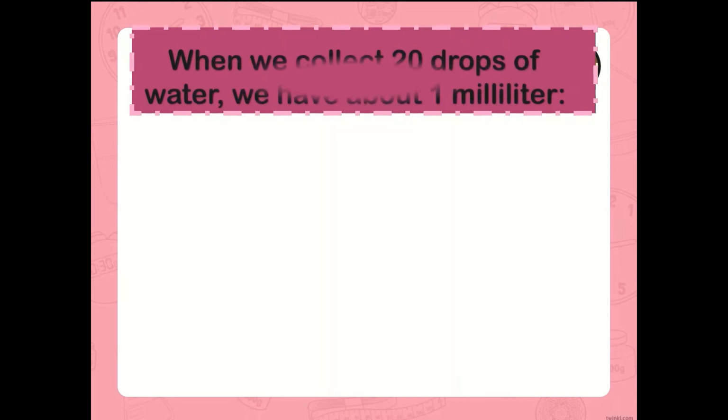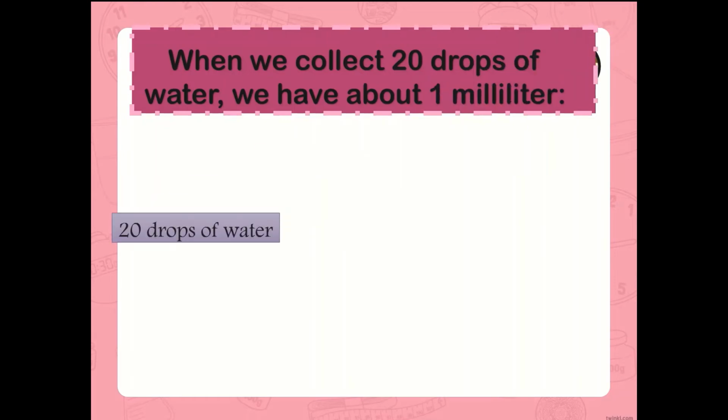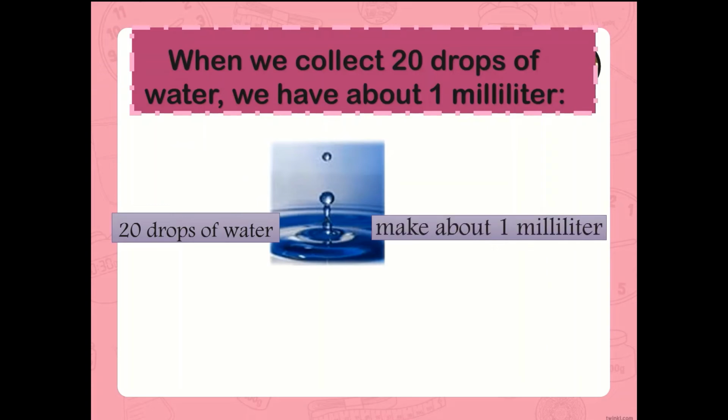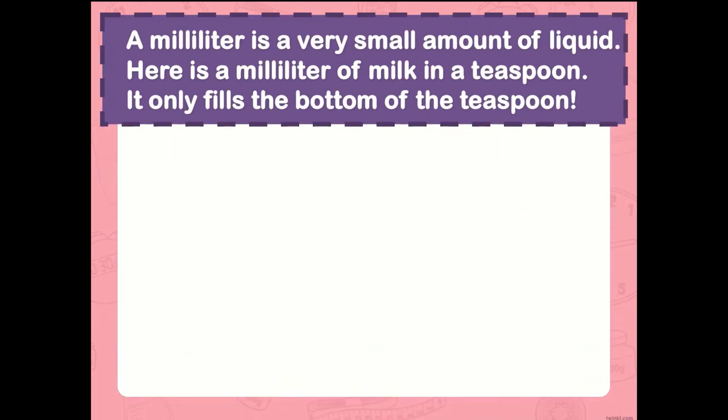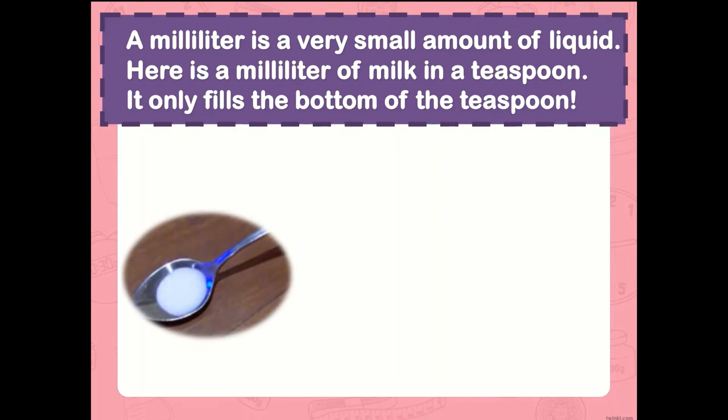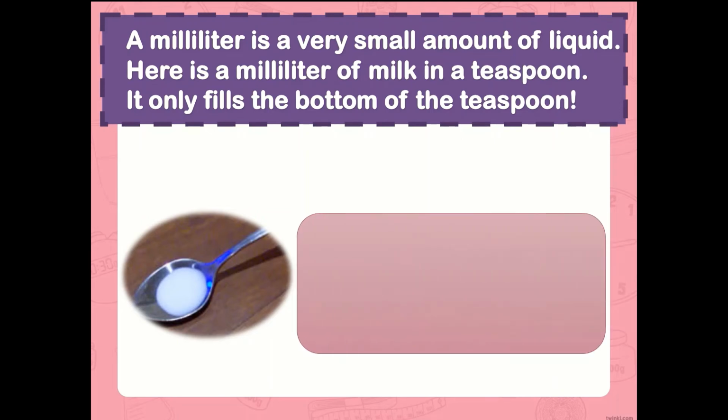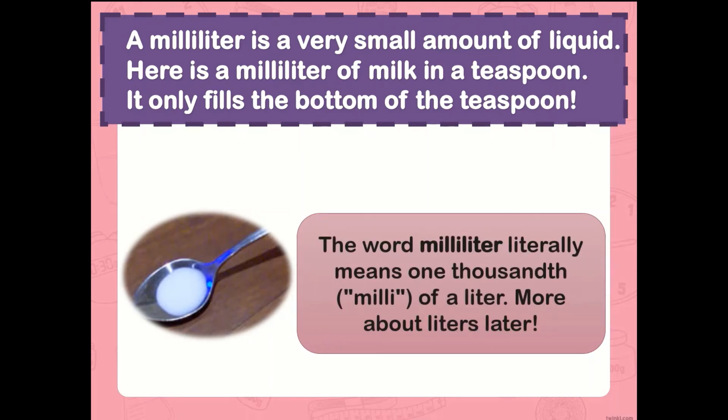Dear students, let's talk about milliliters. When we collect 20 drops of water, we have about 1 milliliter. So 20 drops of water make about 1 milliliter, and a teaspoon of liquid is about 5 milliliters. A milliliter is a very small amount of liquid. Here is a milliliter of milk. In a teaspoon, it only fills the bottom of a teaspoon. The word milliliter literally means 1000th of a liter.